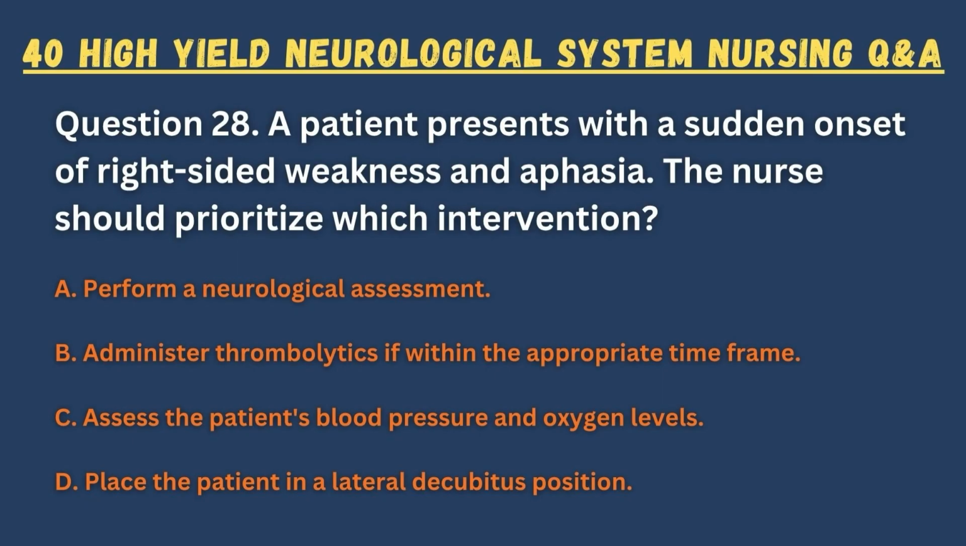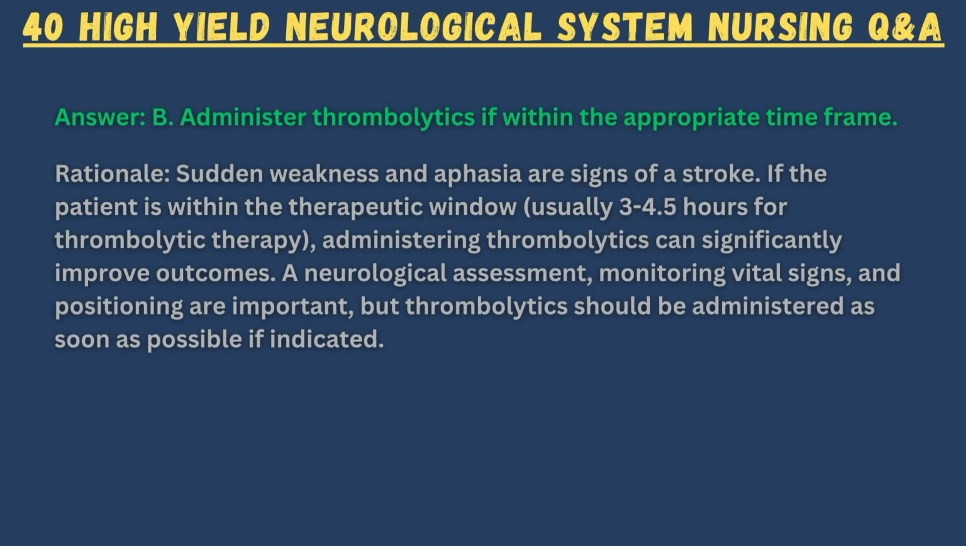Question 28. A patient presents with a sudden onset of right-sided weakness and aphasia. The nurse should prioritize which intervention? A. Perform a neurological assessment. B. Administer thrombolytics, if within the appropriate time frame. C. Assess the patient's blood pressure and oxygen levels. D. Place the patient in a lateral decubitus position. Answer. B. Administer thrombolytics, if within the appropriate time frame.